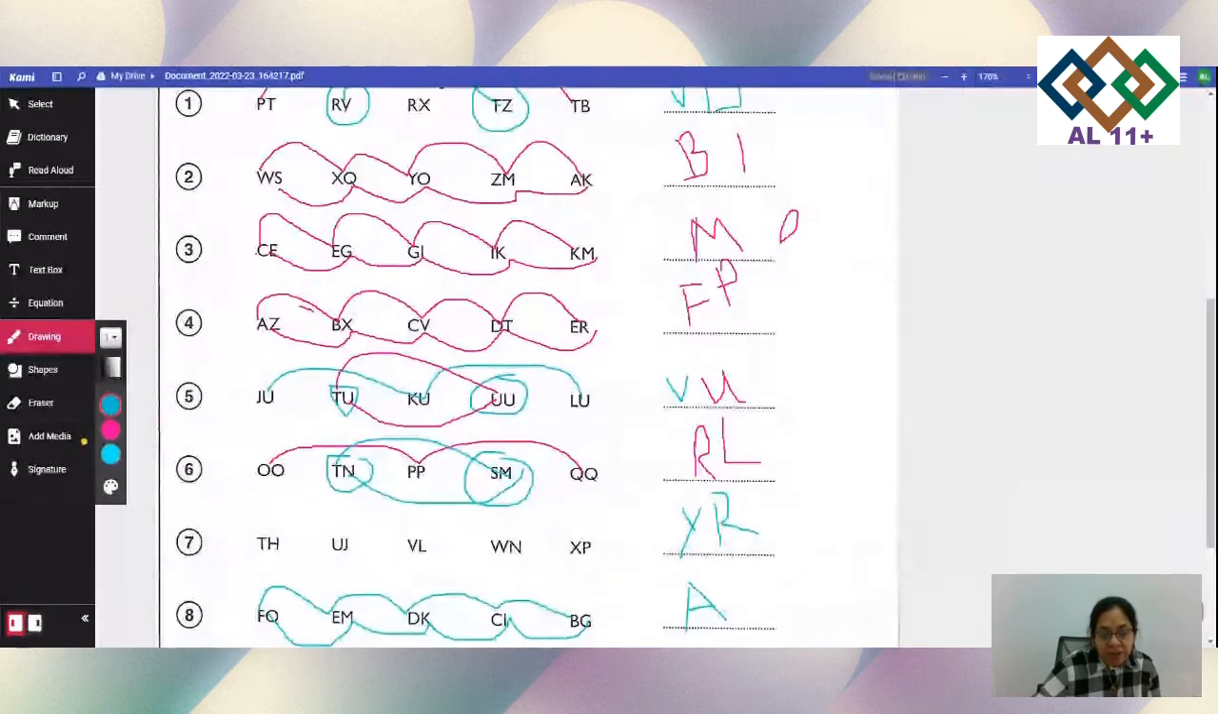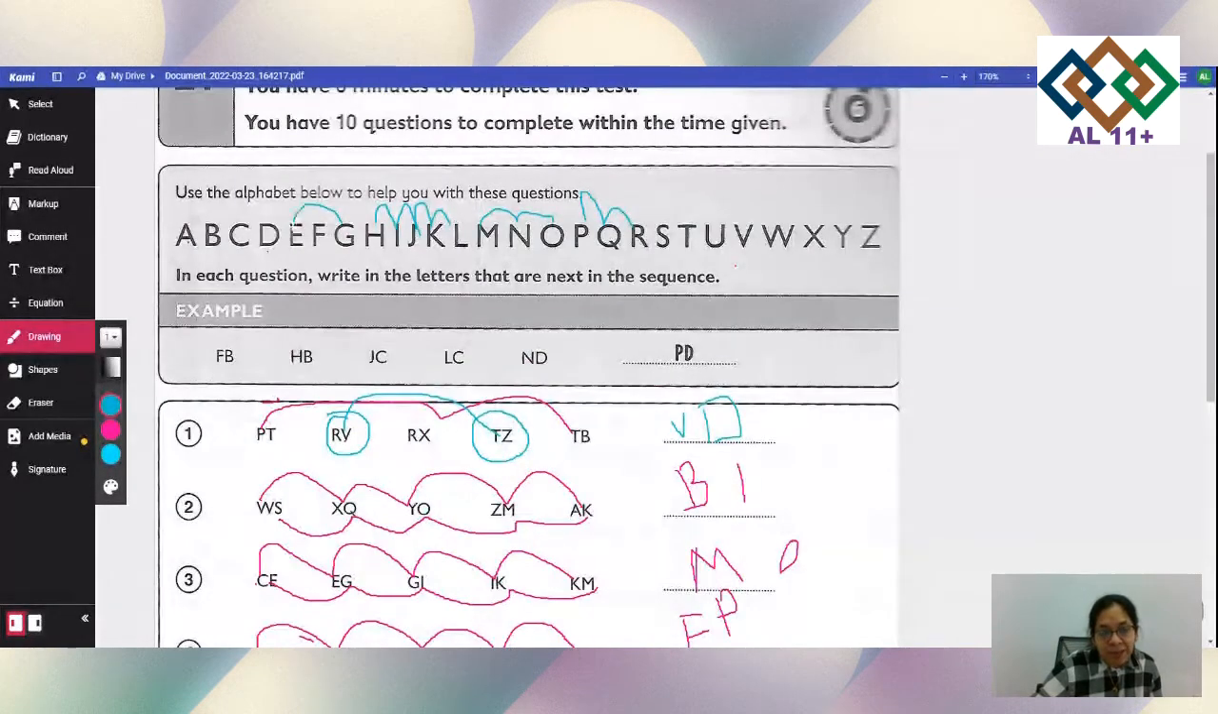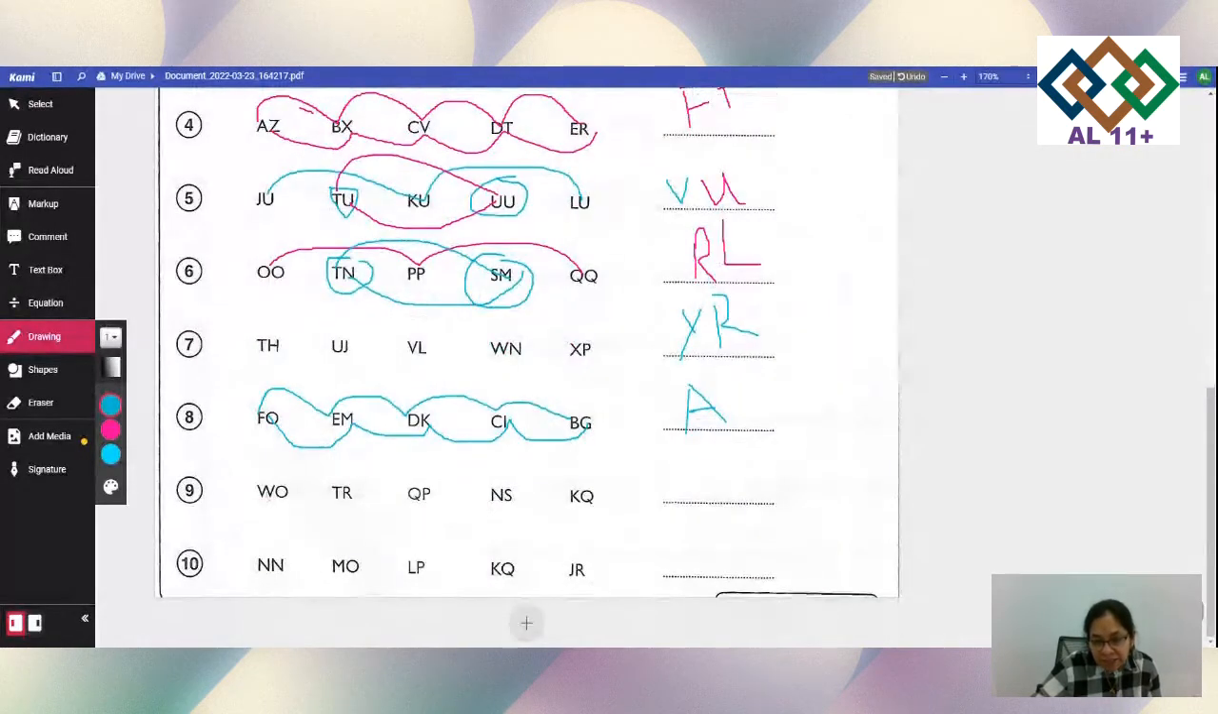If you look at G here, going two backwards, minus 1 and minus 2 is an E. So your answer for this one is AE. So let's look at the next pattern now.